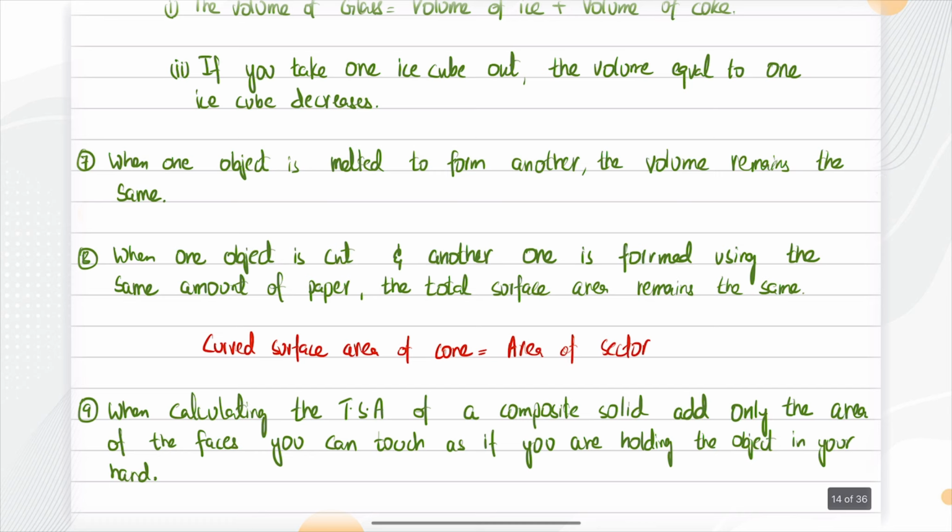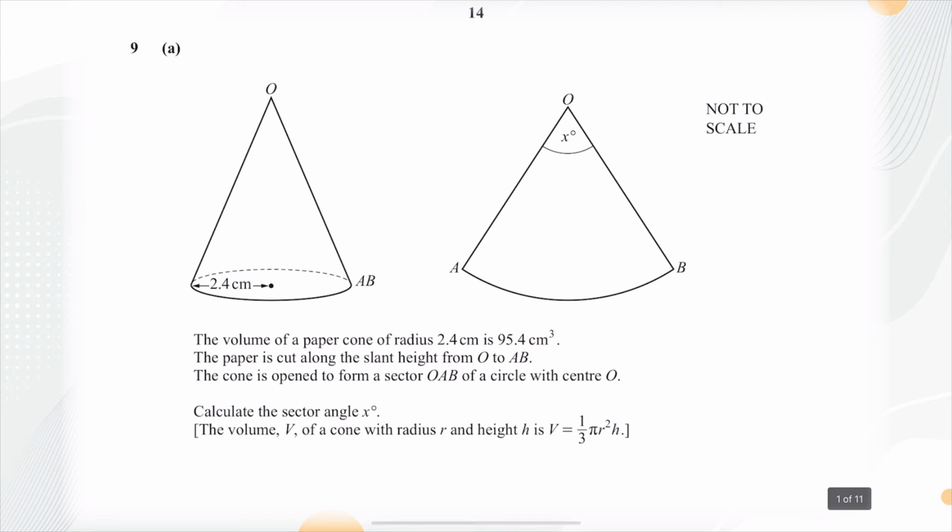There's the surface area. Okay, so I've written over here, and this is the example that you'll find very common, especially with a cone, where you cut open a cone, it becomes a sector, and then we have to find out something or the other of the sector. Okay, so it says when one object is cut and another one is formed using the same amount of paper, the total surface area remains the same. Okay, volume remains the same when you melt one object and form another. Okay, so here we are.